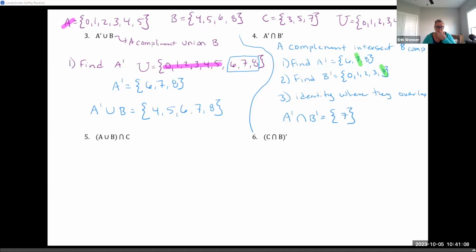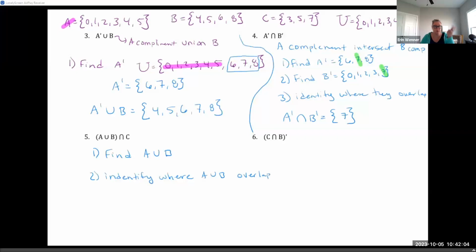So like I said, these do follow order of operations. If I look at number 5, it's got A union B, which is in parentheses, and then intersect C. Just like with order of operations, we would want to find the union first, identify that group, and then figure out where that union intersected with C. So step 1 is find A union B, and step 2 is identify where A union B overlaps with C. So that's going to be number 5.